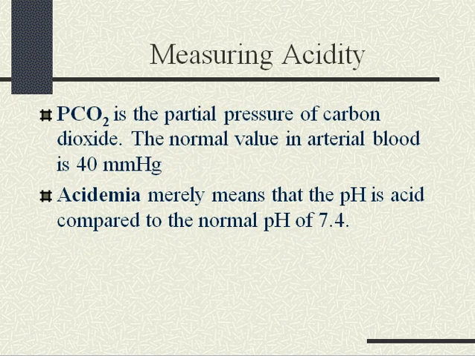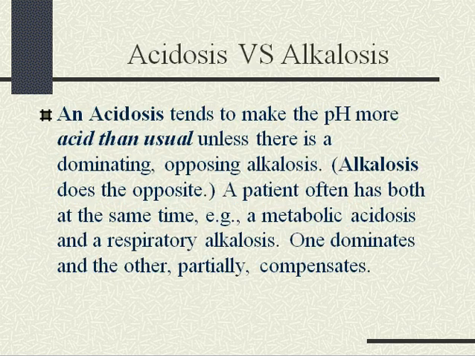So measuring acidity. PCO2 is the partial pressure of carbon dioxide. What that means is that is the pressure that gas exerts in the blood when it's in our blood. The normal value or amount that we should have in arterial blood is 40 millimeters of mercury. Acidemia means that the pH is more acidic. It's going to be lower than 7.4 because don't forget that in the human body, normal is 7.35 to 7.45. We're not talking about the 7 on the pH scale, which some of you are probably thinking. Acidosis means that somebody is going to be more acidic. Alkalosis means that they're more alkaline, so they're above that 7.4.